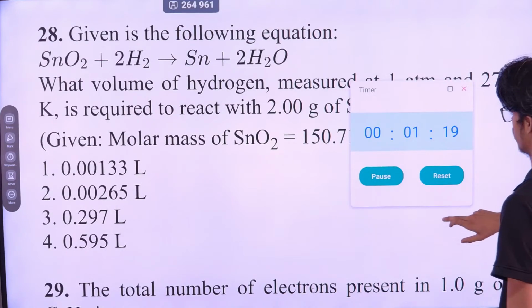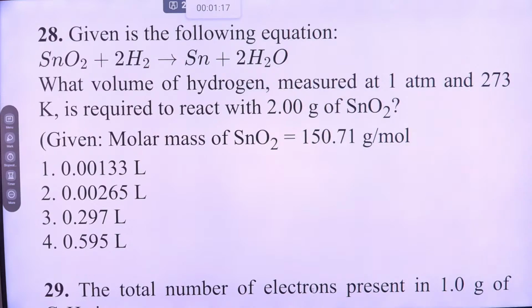Now, given is the following equation: tin oxide reacts with hydrogen to form tin and water. What volume of hydrogen, measured at 1 atm and 273 K, STP? 1 atm, 273 Kelvin, STP. Got it?